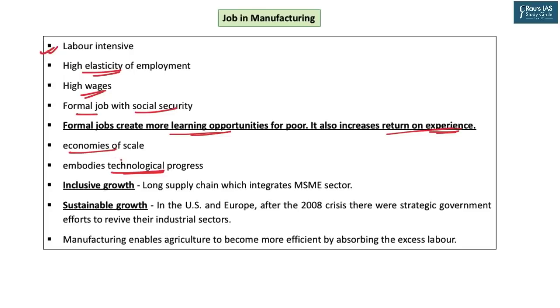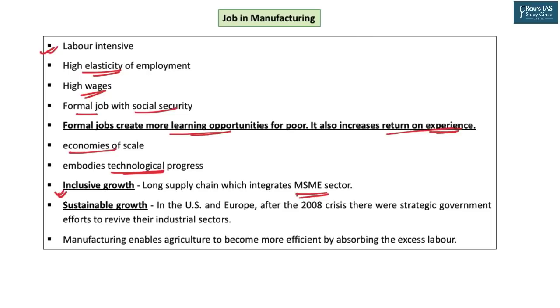Manufacturing units are at ease establishing themselves in rural areas, in the interior regions. The thermal power plants, the steel plants, the copper mines, the copper plants, you would find them in the interiors. It helps in balanced regional growth. It helps in inclusive growth. It has a long supply chain. It integrates the MSME sector into itself.